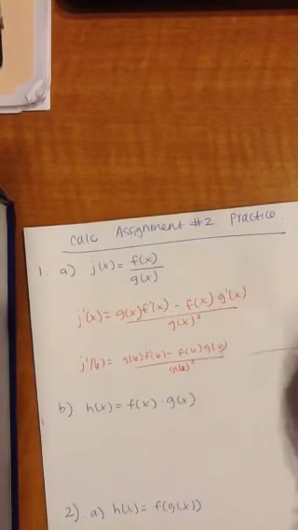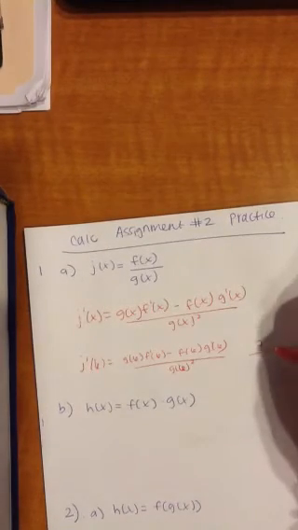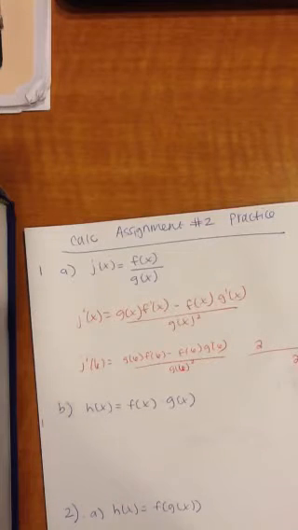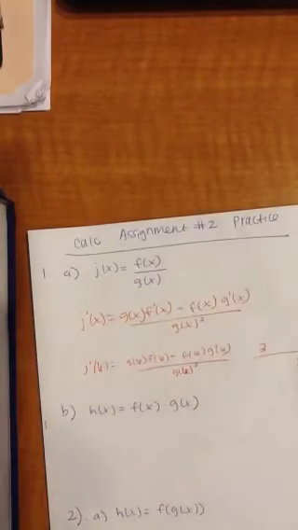Now g prime of 6, that's going to be the slope. I noticed that at that part of the graph, g is going down, so that's going to be a negative slope. Here you do your rise over your run, so this is going down 2 and over 1, so that's a slope of -2.